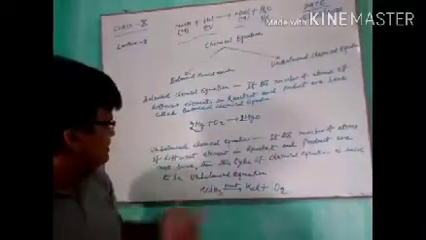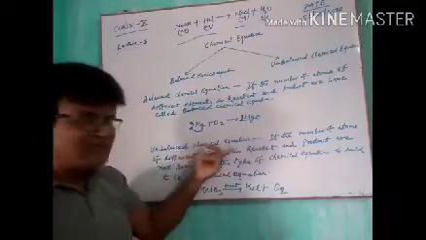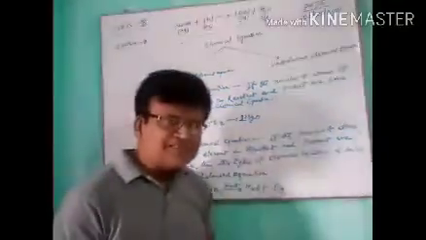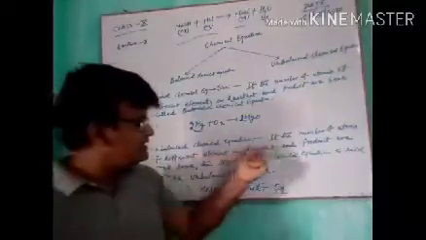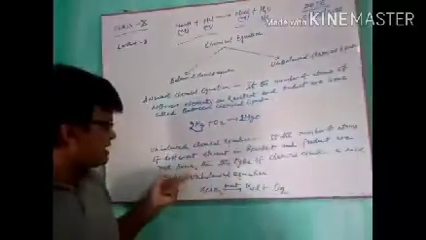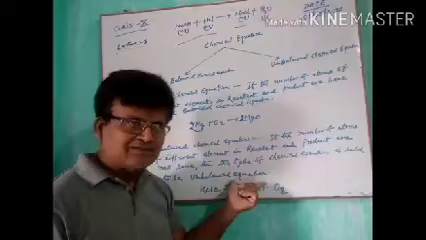Now we are coming to the other type of chemical equation, that is the unbalanced chemical equation. Unbalanced means asantulit. If the number of atoms of different elements in reactant and product are not the same, then this type of chemical equation is said to be an unbalanced chemical equation.